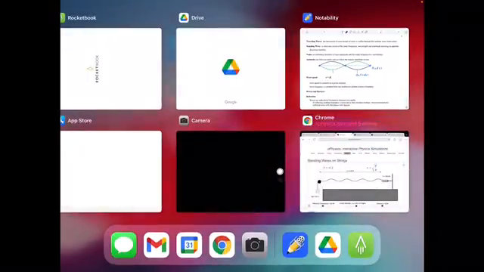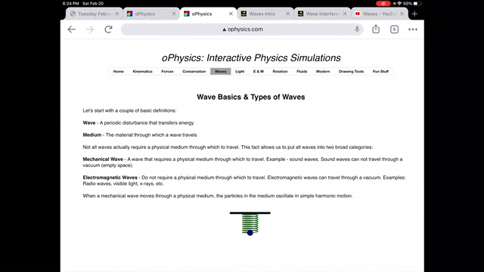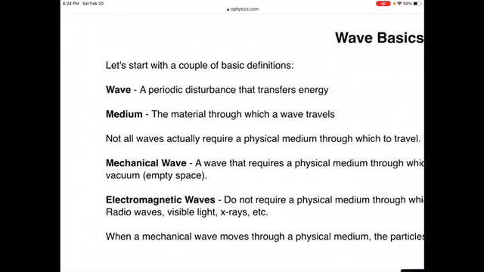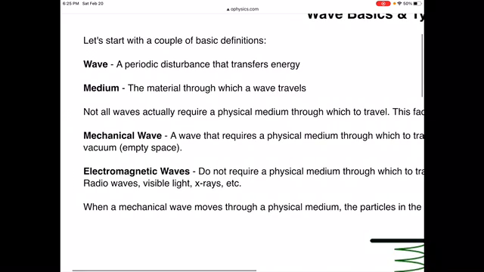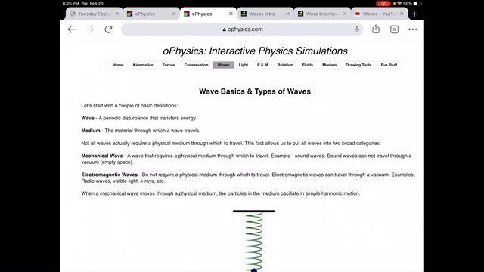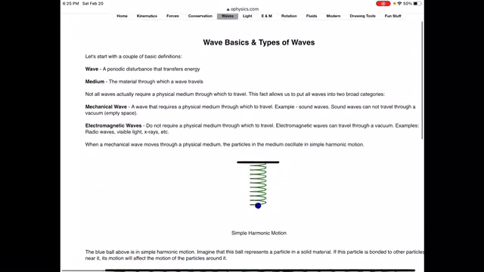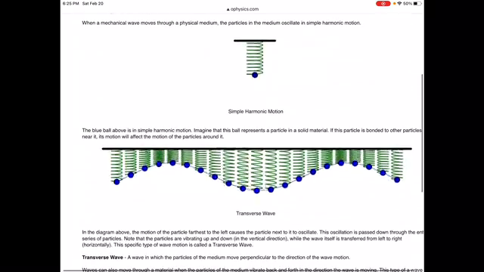So let's go to a simulation, the waves tutorial. A lot of these ideas are summarized here. So we have the definition of a wave: a periodic disturbance that transfers energy. The medium is the material through which a wave travels. When we're talking about mechanical waves, they require a medium through which to travel. In the next section, we're going to talk about electromagnetic waves that do not require a physical medium in which to travel. Here's a picture of simple harmonic motion, which is the source of wave motion.